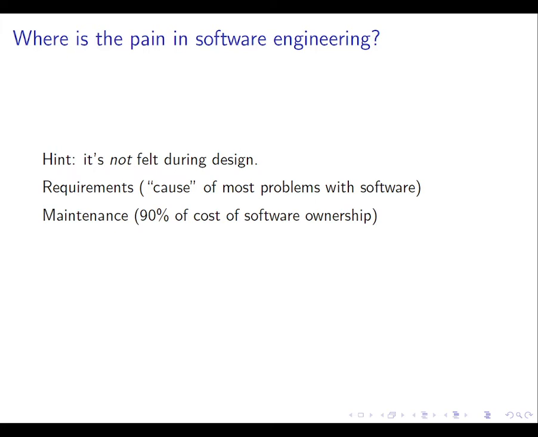If you ask people where the pain comes, go try this with people who work in software, they will almost always tell you that it's requirements, because errors with capturing the requirements are the cause of most problems with software, or it's maintenance. One factoid with some support behind it is that the cost of maintaining software after initial delivery actually accounts for 90% of the cost of software ownership.